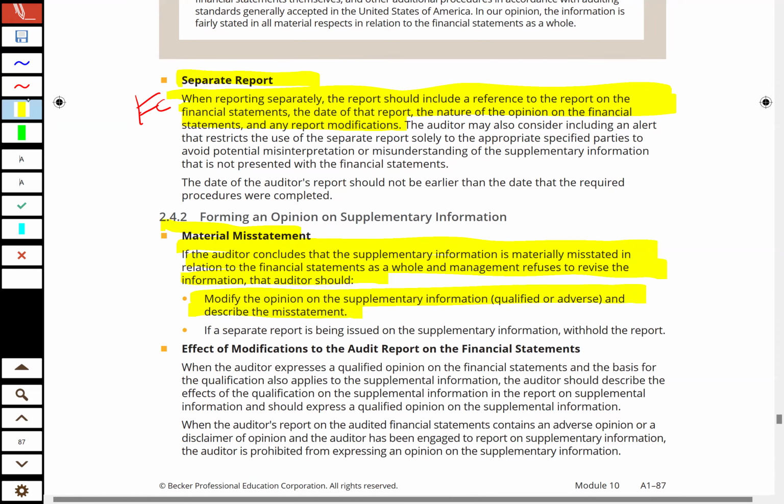This is the opinion on the supplementary information, not on the audit report. And then they tell us if a separate report is issued on supplemental information, withhold the report. Flashcard that, but I have something to say about this here in a second. Okay, well, let's just take a look at the discussion down here.